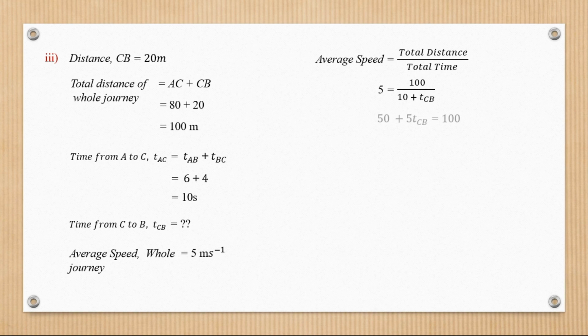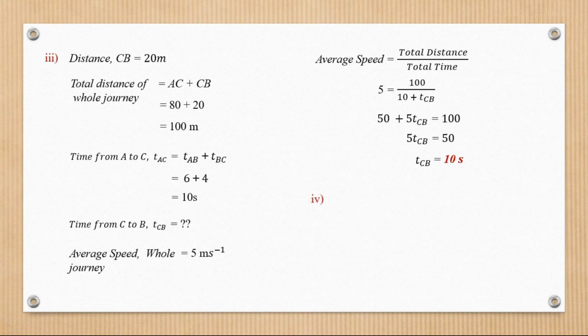So now cross multiplying in this question, we end up having 50 plus 5 TCB, and then we know that 5 TCB is going to be equal to 100 minus 50, which is equal to 50. And then making TCB the subject, 50 divided by 5 is equal to 10 seconds. So therefore, the time taken to move from C to B is equal to 10 seconds. That's the time for the third part of the journey, which is from C to B.